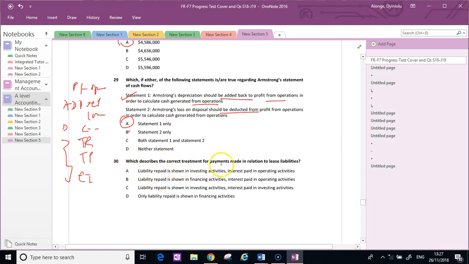what describes the correct treatment for payments made in relation to lease liabilities? And really here, the lease liabilities are really a financing activity. They're a loan in effect, aren't they? They're a loan, if you like. And it's asking about the liabilities and the interest, of course, paid in the operating activities. Cool, great stuff. Cool, and that's that. So please go through all of these, and I'll issue out the next mock to work through.